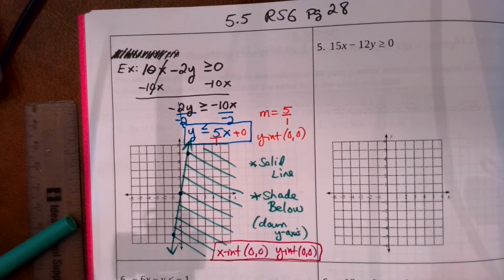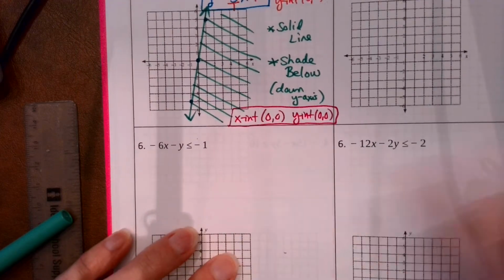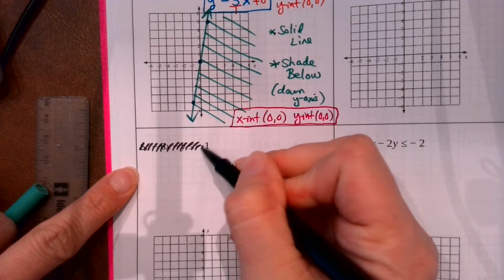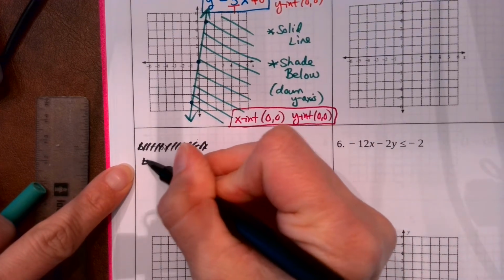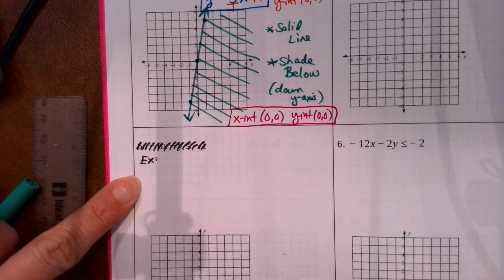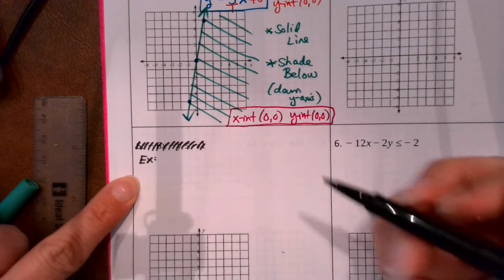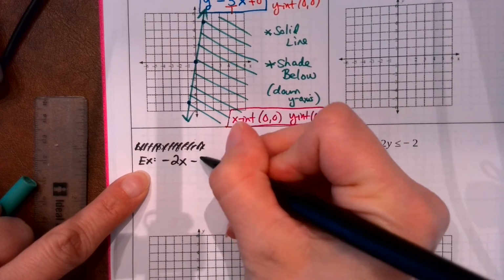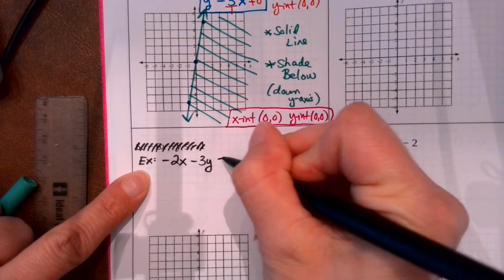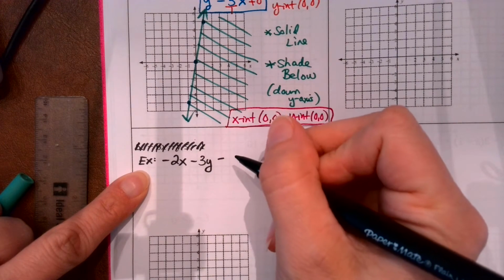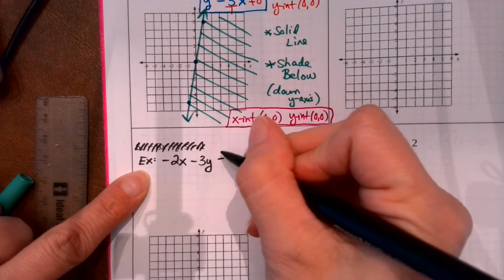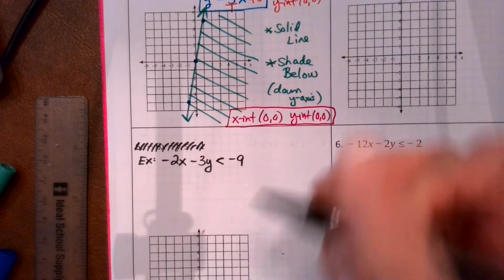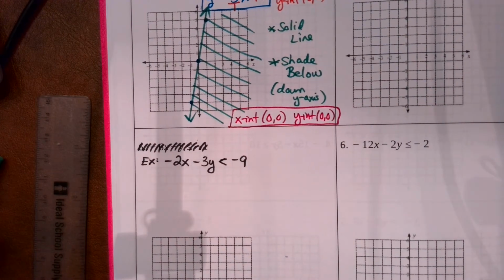All right, let's take a look down here on the left. We're going to, again, let's just cross this problem out. We're going to do a different example. The example that I would like to do with you today is the equation negative 2x minus 3y is less than negative 9. There's a lot of negatives in this equation.